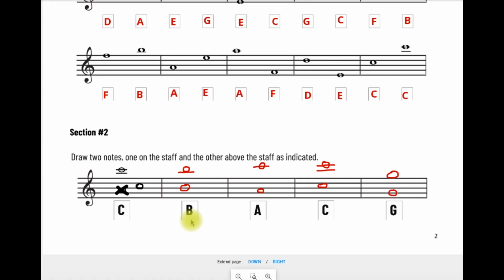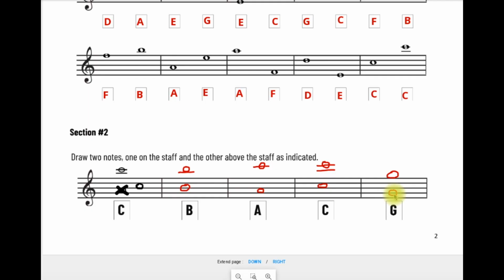Here we have note B, which is on the third line, and we have our ledger line here, which is a space note for note B. Next we have a space note, second space note A, with our ledger line above the treble clef staff to give us another note A. Here we have note C, which is on the third space, and we have our two ledger lines extending the treble clef staff to give us note C.